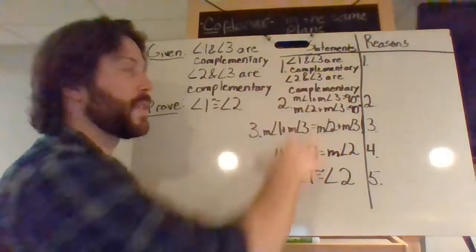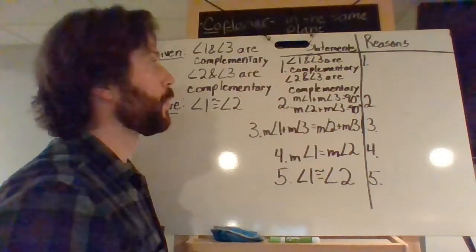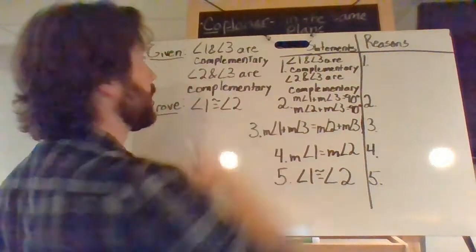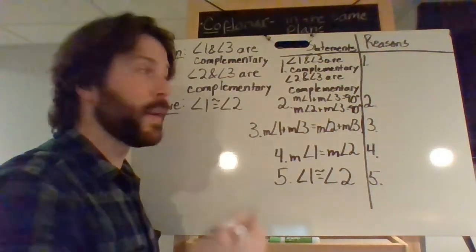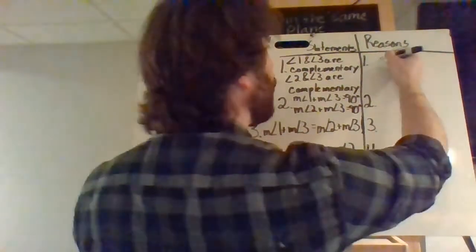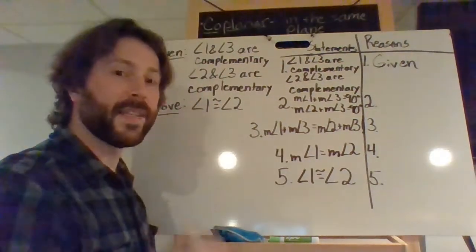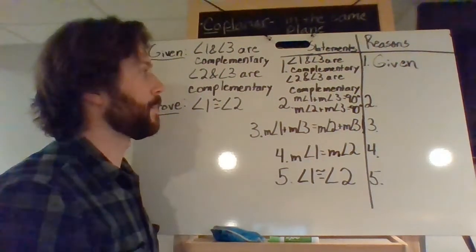Now I have all of the statements here for us. We just need to come up with the reasons. So the first statement, they list all of the given information. Now, how do we know that? It's given. We always know that given will be our very first reason every single time, guaranteed.